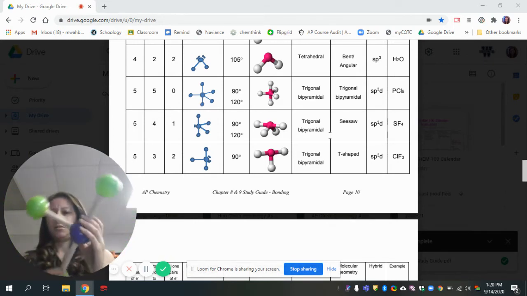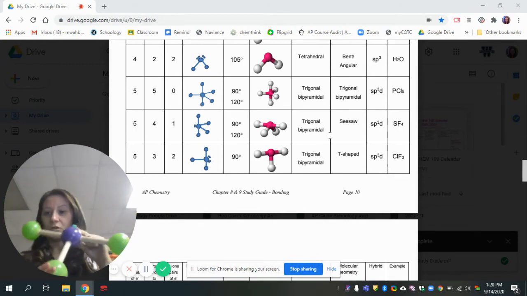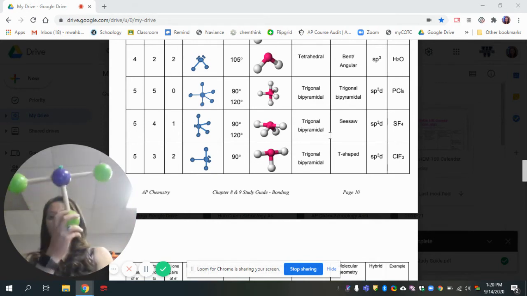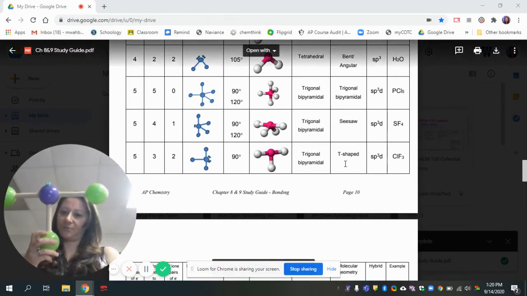And what shape does this make? Well, the electrons themselves make the shape of a trigonal bipyramidal, but just the bonds make a shape of a T. And so it's called T-shaped.